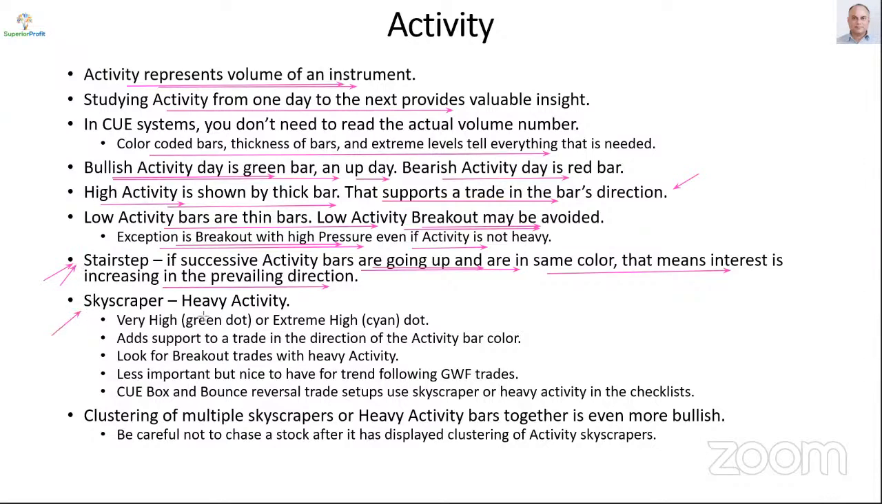The other is skyscraper, which is nothing but very or extreme high activity. Together I may call it heavy activity. Heavy means either very high or extreme high. Very high activity will have green dot, extreme high cyan dot. We don't need to look very much whether it is cyan or green. So long as we have a dot, it is heavy activity and it supports a trade in the direction of the activity bar color. Breakout trades you may take only if they have heavy activity, very or extreme high, or you could look for pressure.